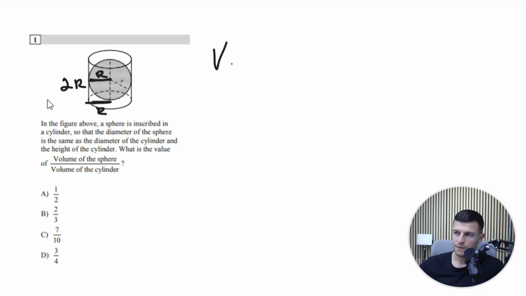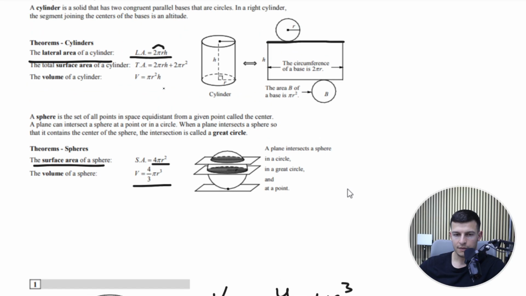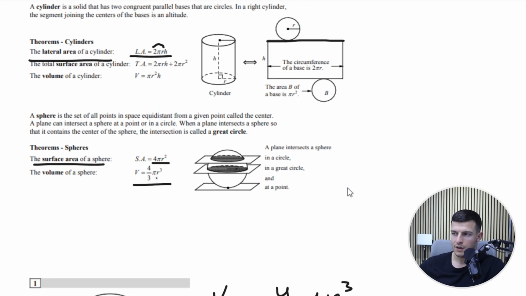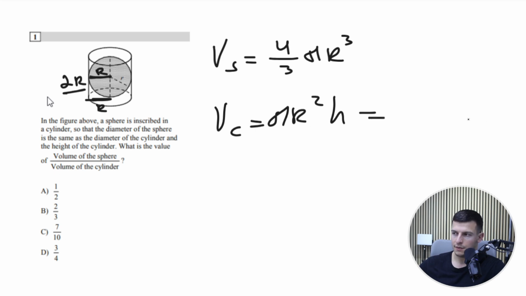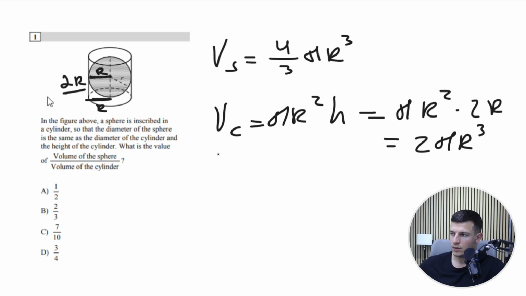So the volume of the sphere is going to be equal to 4 over 3 pi r cube. We talked about that one. So if you go back a few seconds, you'll see the volume is 4 over 3 pi r cube. And we need the volume of the cylinder, which is equal to pi r square h. But we also know what the height is. Height is just 2r. So pi r square times 2r, which we can write as 2 pi r cube.